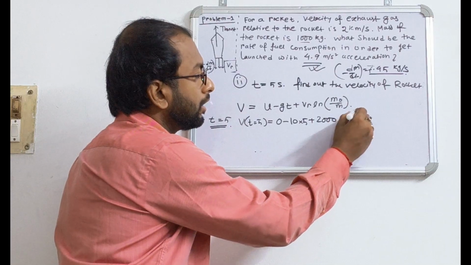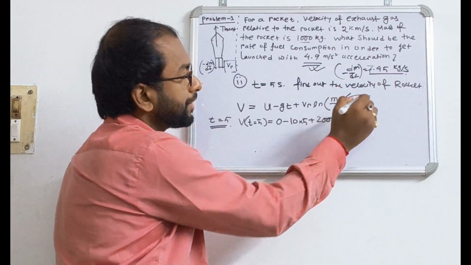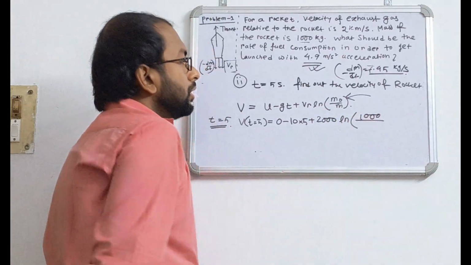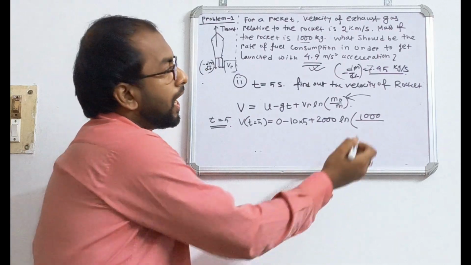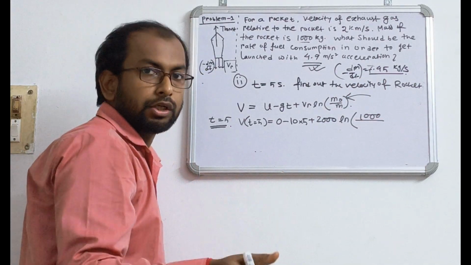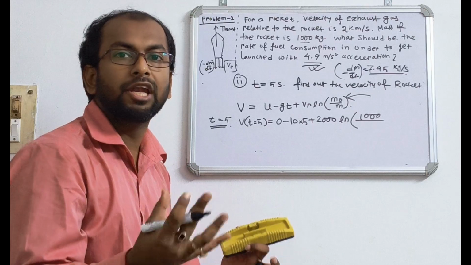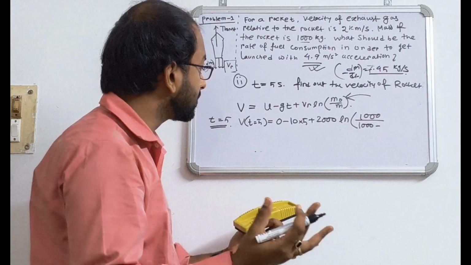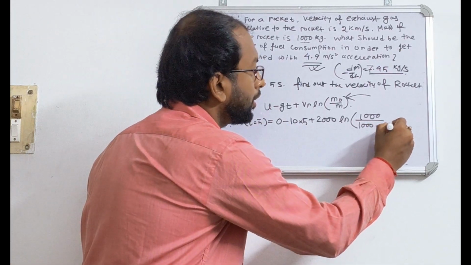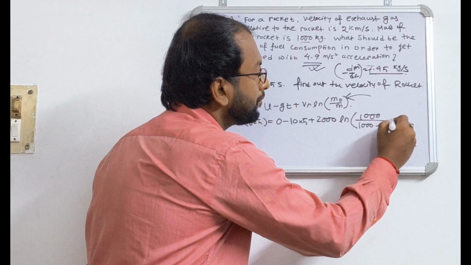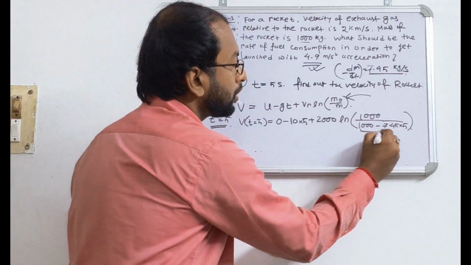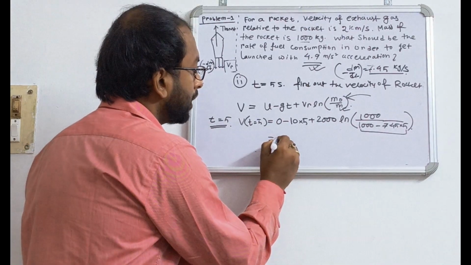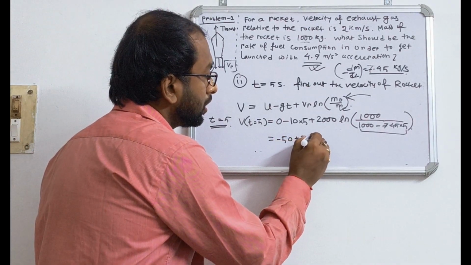and ln of the initial mass. m naught is the initial mass here, which is 1000 kg. It is consuming the fuel at the rate of 7.45 kg per second. So after 5 seconds, how much mass will be left? 1000 minus the mass consumed in 5 seconds, 7.45 into 5. This is the mass of the rocket, that is m.